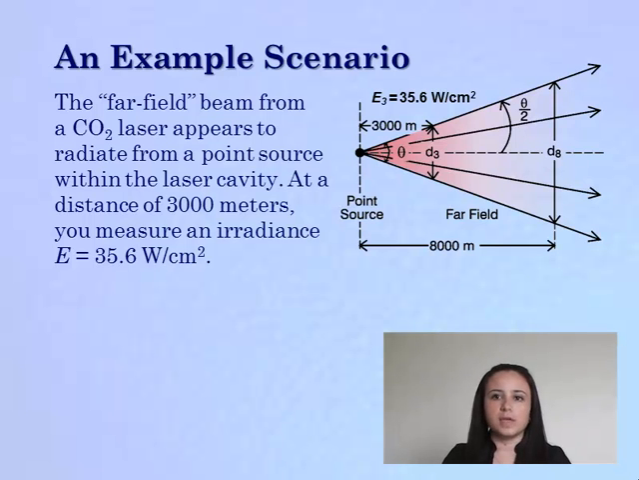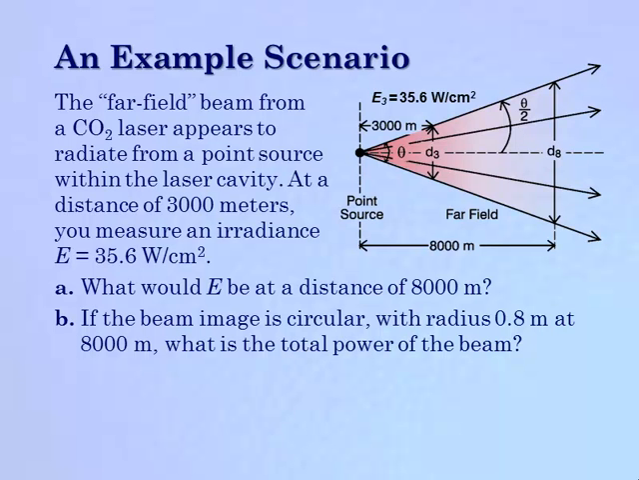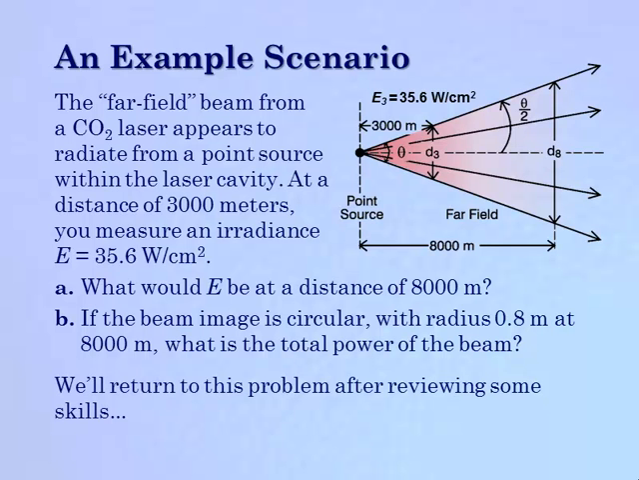Suppose you have a far-field beam from a carbon dioxide laser that appears to radiate from a point source within a laser cavity. At a distance of 3,000 meters, you measure an irradiance, E, equal to 35.6 watts per centimeter squared. What would be the irradiance at a distance of 8,000 meters? And if the beam image is circular with radius 0.8 meters at 8,000 meters, what is the total power of the beam that's coming out of the laser? We'll return to this problem after reviewing some of the skills in this module.